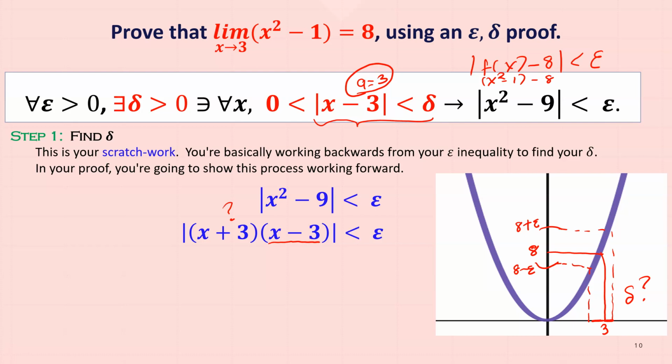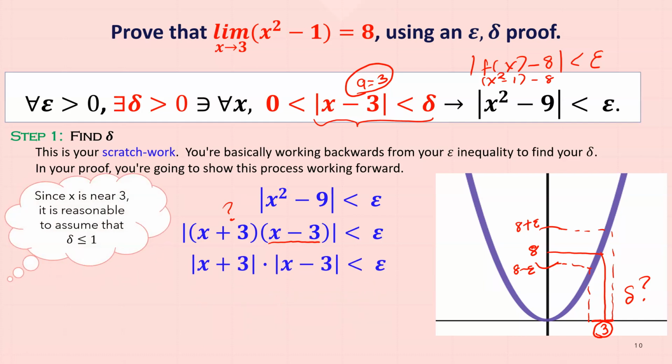So if we are within delta distance from 3, it is very reasonable to assume that delta is less than 1, meaning that x value is not going to be around 4, right? Because otherwise it would be in the 4 neighborhood, not the 3 neighborhood, right?